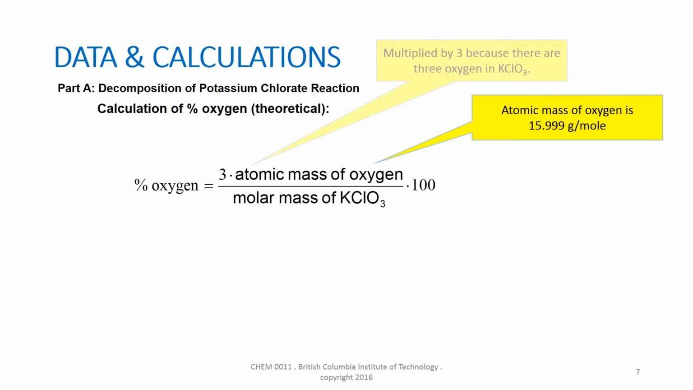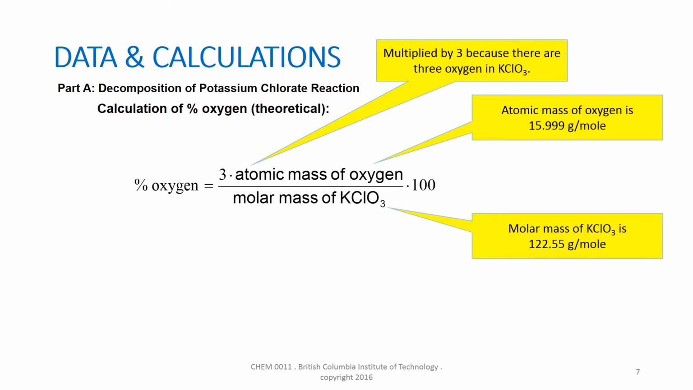The formula for the percent of oxygen is equal to 3 times the atomic mass of oxygen divided by the molar mass of potassium chlorate, multiplied by 100. We need to multiply the atomic mass of oxygen by 3 because there are 3 moles of oxygen per mole of potassium chlorate. The periodic table of elements gives the mass of 1 mole of oxygen to be 15.999 grams per mole.